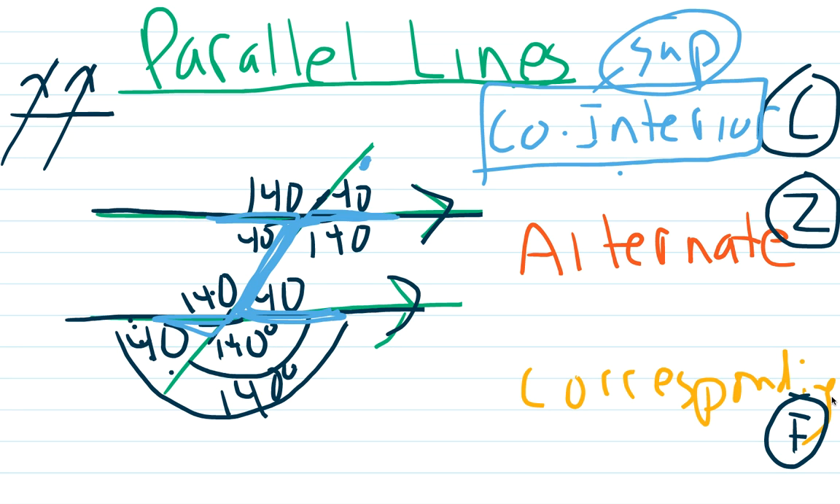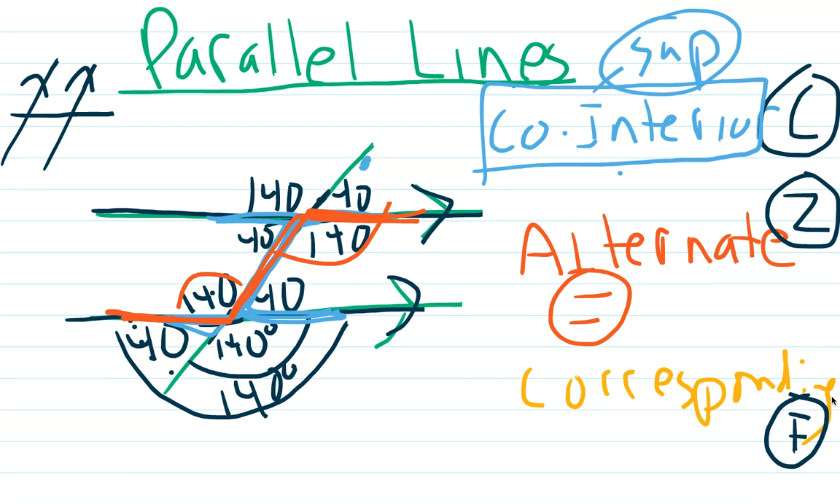Alternate angles are the Z's. So there's a Z right there. So the Z can be external or it can be internal. So the Z pattern. In the Z pattern, the angles are equal. Okay, and that's alternate angles.